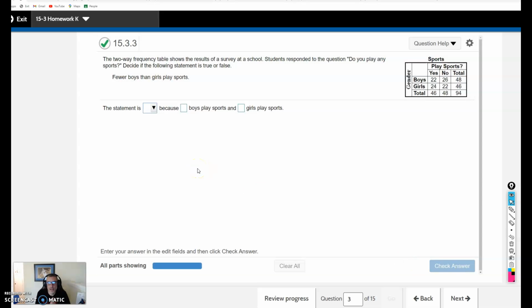All right, the two-way frequency table shows the results of a survey at school. Students responded to the question, do you play any sports? Decide if the following statement is true or false. All right, so before I get to the question here, let's just look at the table. We have play sports is one variable right here, and gender is the second variable. And then each variable has 2 categories, right? Play sports, the answer is either you do or you don't. Your gender, boy or girl, right?